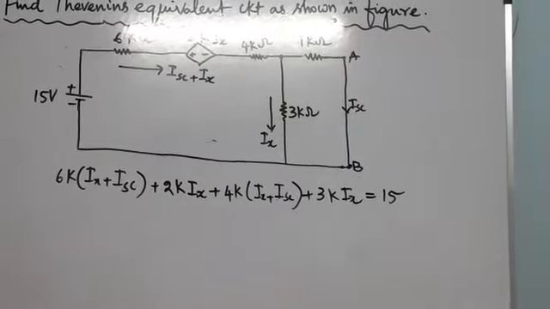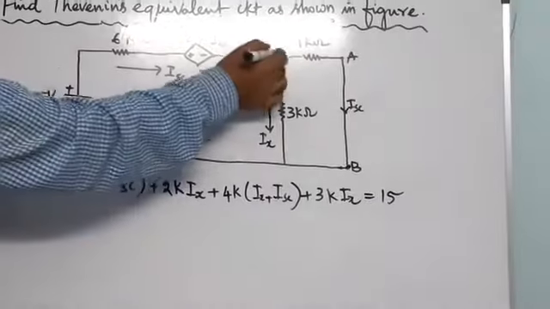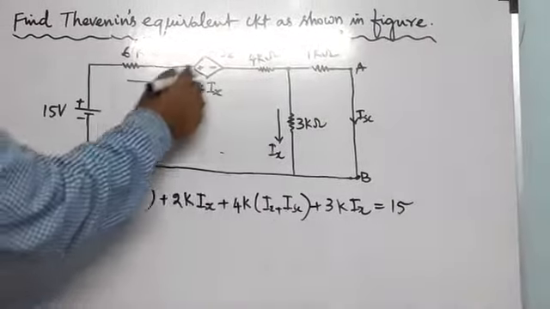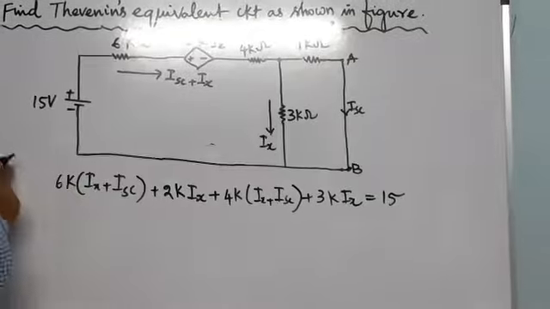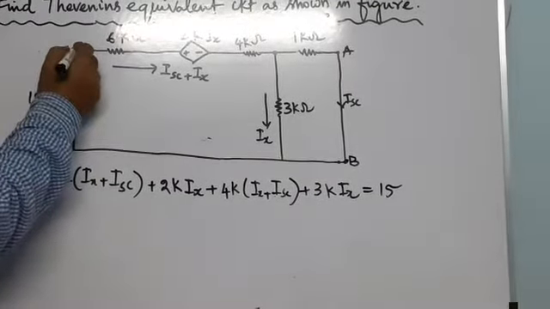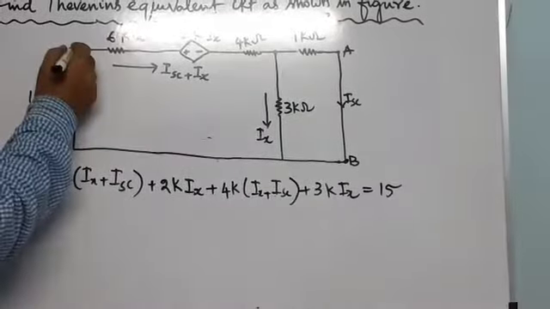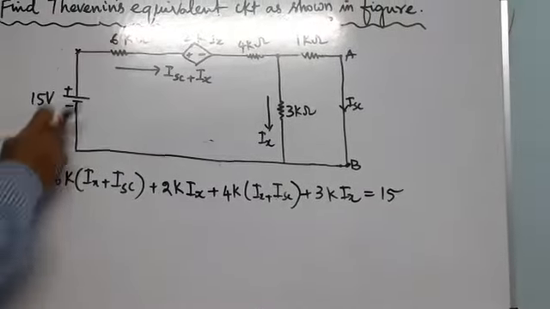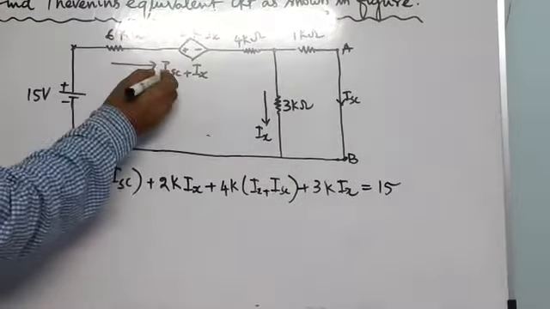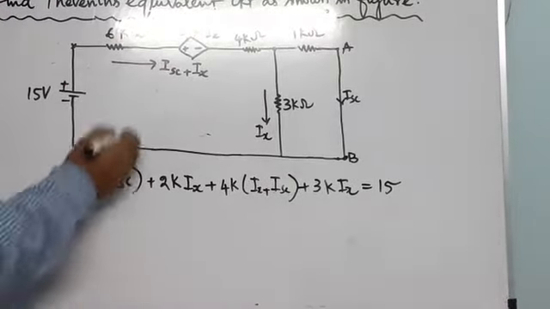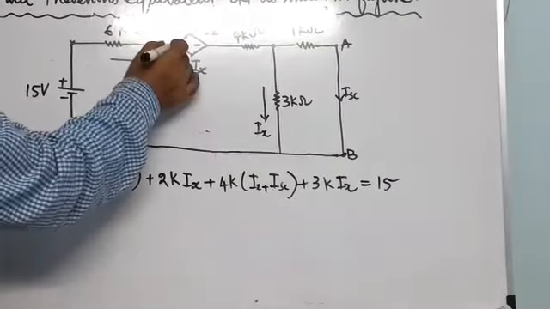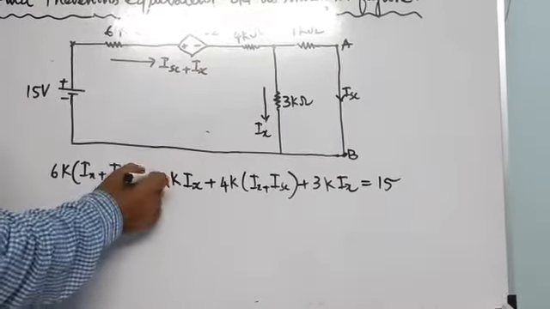Short circuit current plus Ix current, where it is divided into two parts. Okay, now I am taking the first loop, applying KVL to this loop. So in this loop, I started from here, then ending here. So KVL: 6 kilo, which current is flowing? Ix plus ISC. Independent sources, no change. The polarity is towards positive.